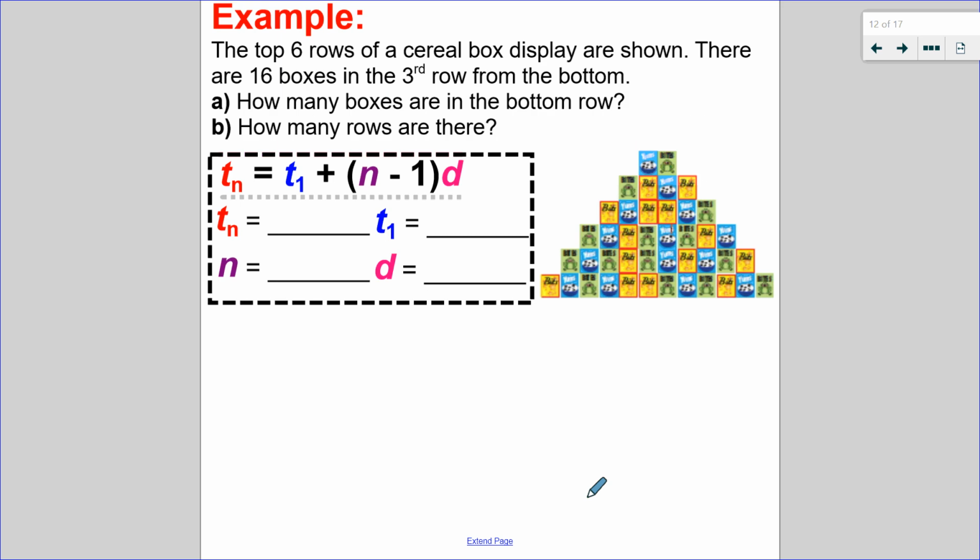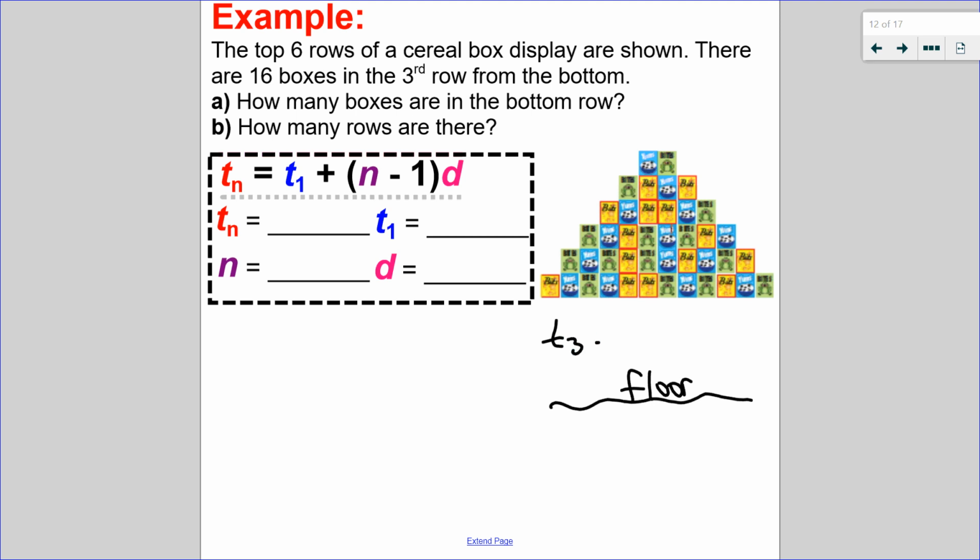Okay, this next question here, we have the top 6 rows of the cereal box display shown. So we don't know what the first term is. Somewhere down here is the floor, and we know that this is the top 6 rows. So there are 16 boxes in the 3rd row from the bottom. We want to use this information to figure out how many boxes are in the bottom row and how many rows is this display altogether.